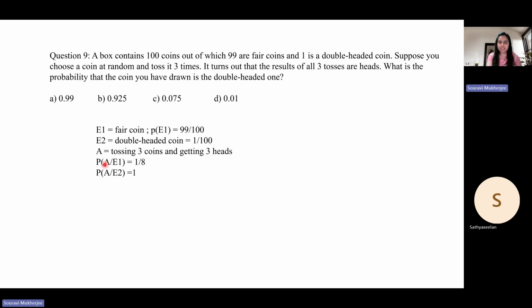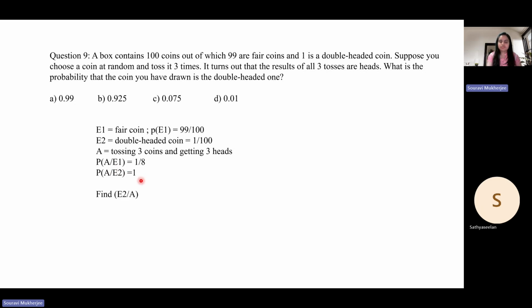Now what is P of A when E1 has already happened? That means you know that you have chosen a fair coin. What is the probability that you get 3 heads? That should be half to the power 3, that is 1 by 8. Now, what is the probability of getting 3 heads when you know that you have chosen a double-headed coin? It's always 1, right? Once you know that you have chosen a double-headed coin, you will always get heads. So P of A when E2 has happened is 1.